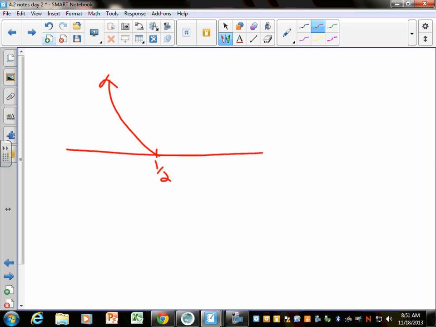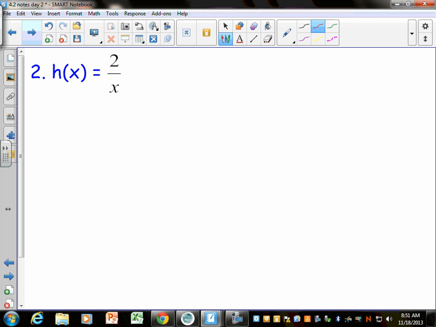Good question. Same directions. Worst graph. Worst equation.